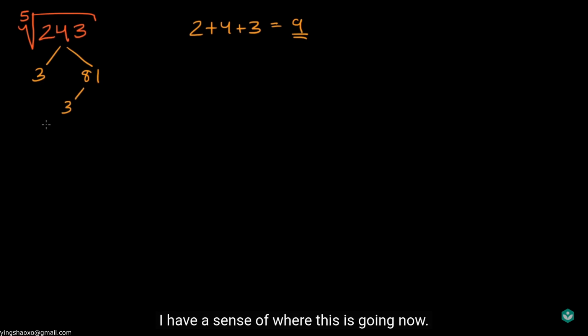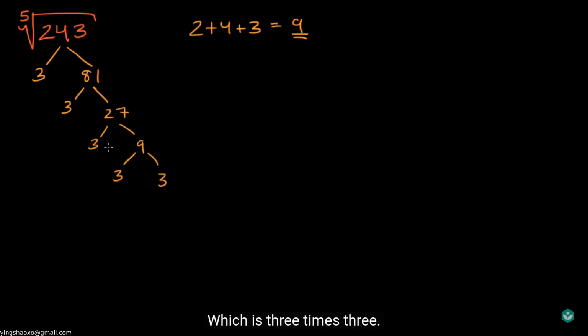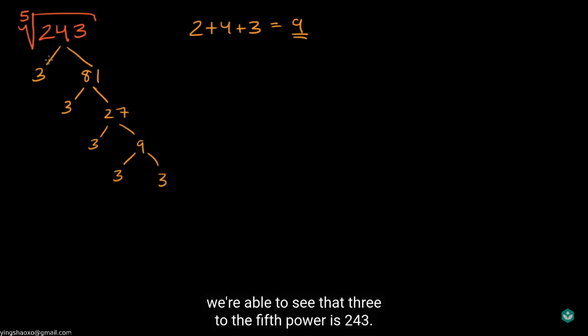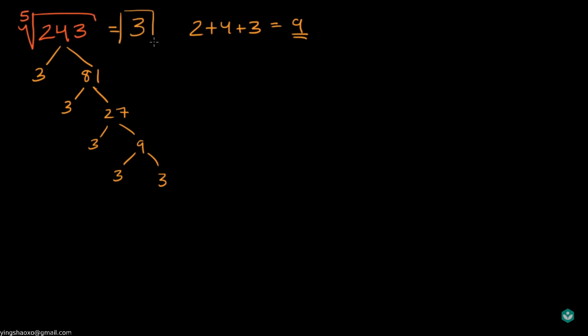I have a sense of where this is going now. It's 3 times 27, which is 3 times 9, which is 3 times 3. So using the factoring method, we're able to see that 3 to the 5th power is 243. So the 5th root of 243 is equal to 3.